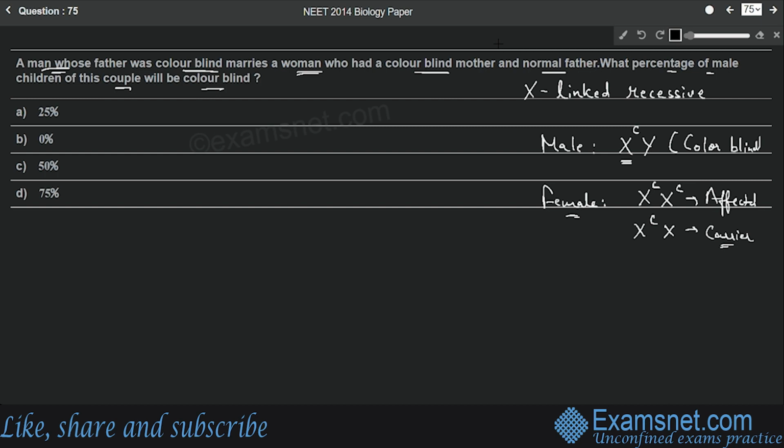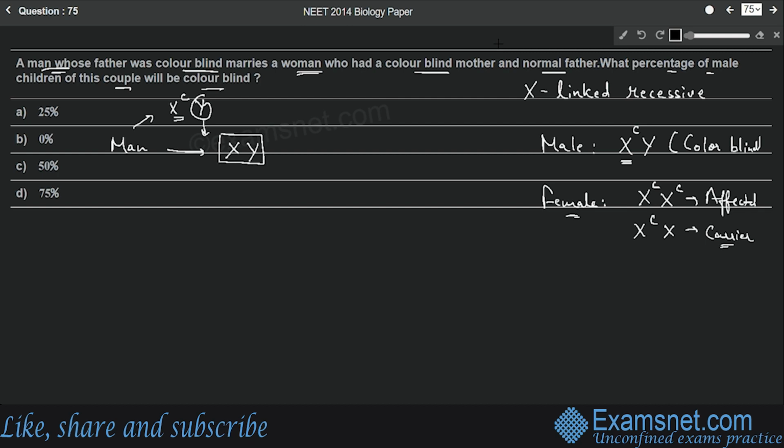Now according to this question, there is a man whose father was colorblind. That means his father's X chromosome carried the gene for color blindness, but this man would have got only the Y chromosome from the father, not the X chromosome. He got the X chromosome from the mother and Y from the father. That means the color blindness of his father will not affect him, so this man will be normal. That means his genotype will be XY.